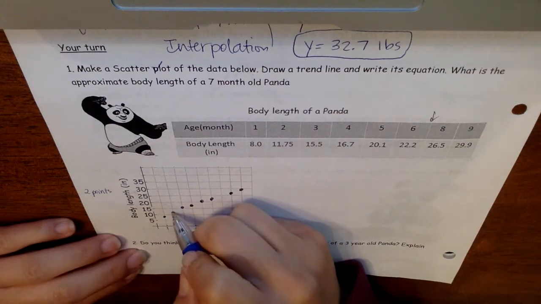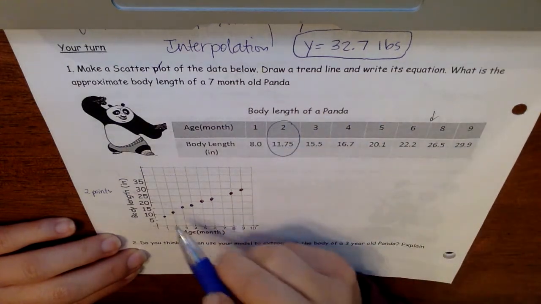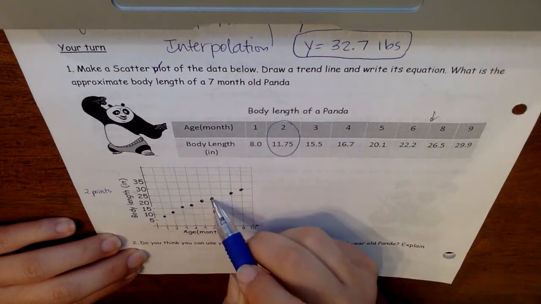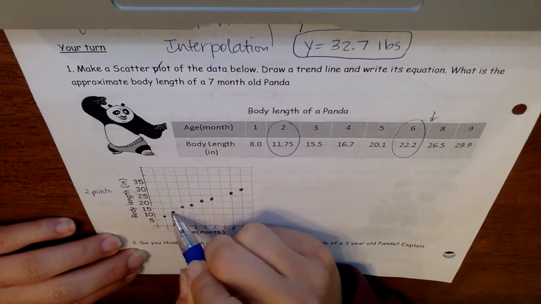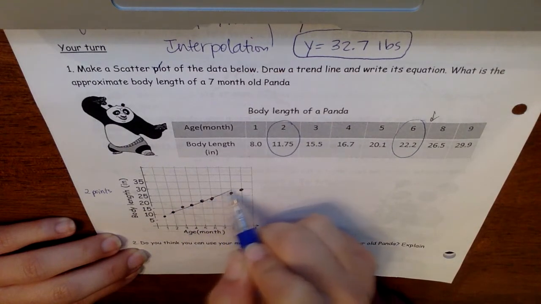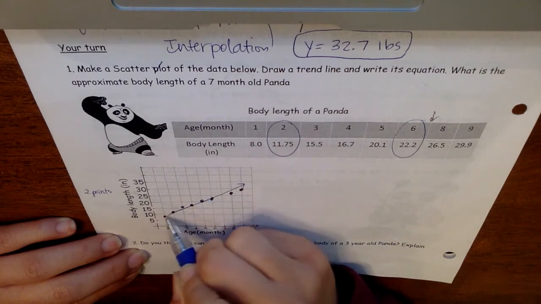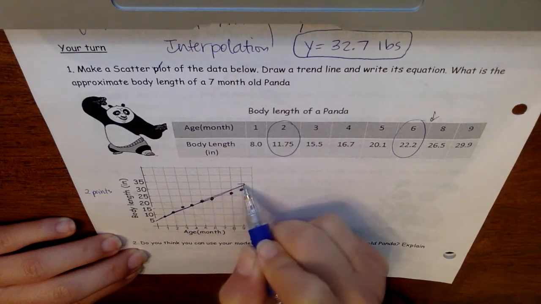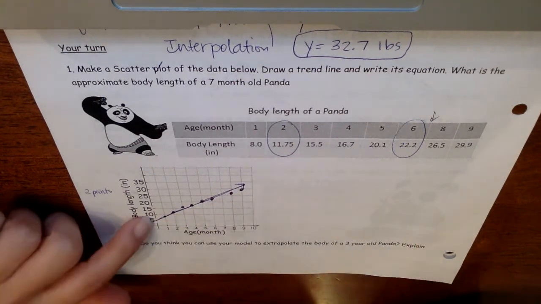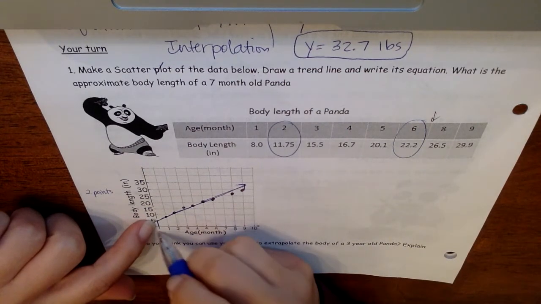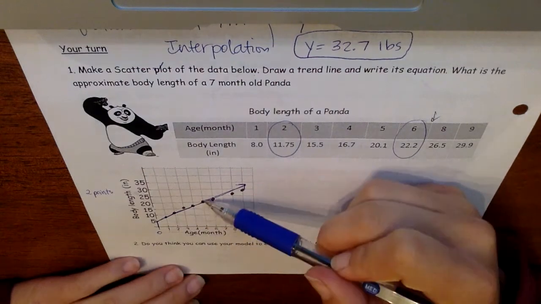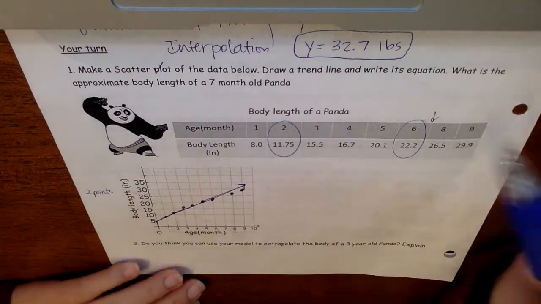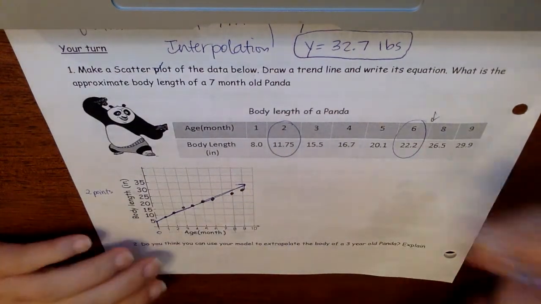I'm going to pick 2, and I'm going to pick 6. Those are my 2 points. I don't know necessarily. I just picked those 2 points. I'm going to draw my trend line, and I'm stopping right here because, again, we're not going to go before 0 months of age. I have a couple of points below, I have a point above, and it goes through 2 points. So there's my trend line.